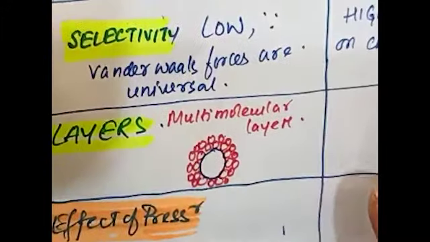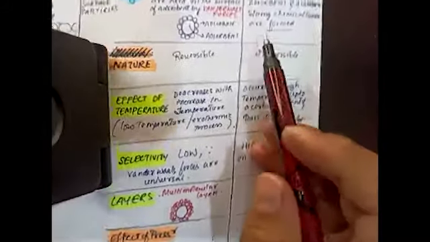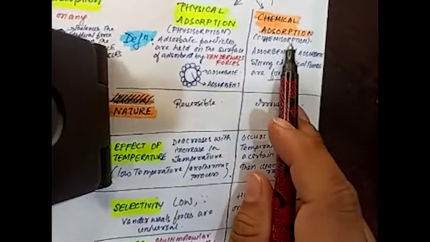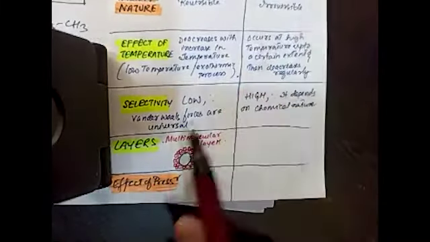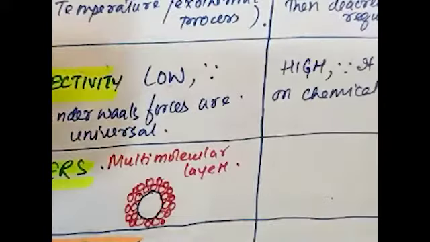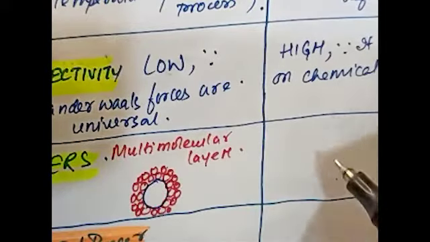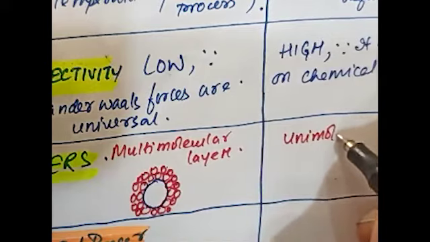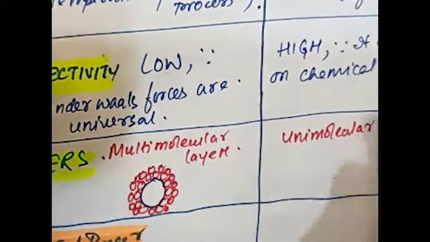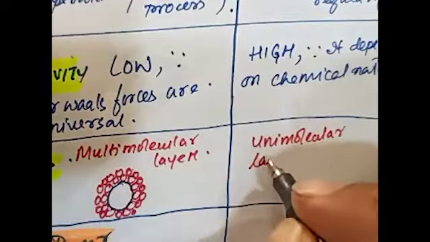In case of chemical adsorption, what will happen? The layer formed is a unimolecular layer. Only one molecular layer is created. Unimolecular layer is created. I hope you are understanding this part. There should not be any confusion. If you have, you can ask.